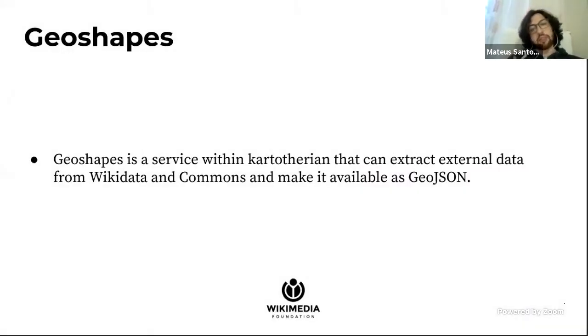Another thing about the Kartotherian service is that we collect external data from Wikidata and Commons, so the community can create with more flexibility free licensed content, and we can use this on our maps. So Geoshapes extracts that data from Commons and Wikidata and makes it available as a GeoJSON. It is used internally by Kartotherian and the Snapshot service, but it's also an exposed API, so we can have this data as a GeoJSON at any time.